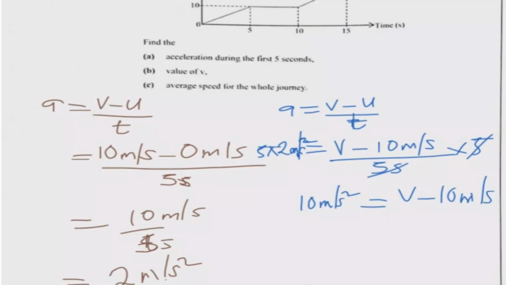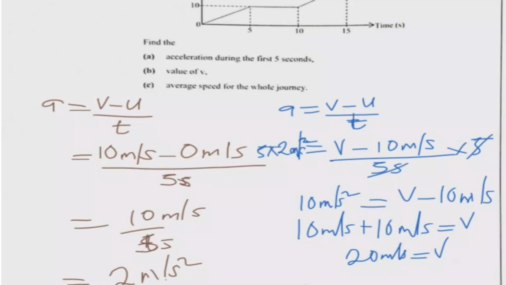Negative 10 will cross the equal sign. We are putting like terms together, so we have negative 10 meters per second moving over to become plus 10 meters per second, which gives us v. Therefore 10 plus 10 gives us 20 meters per second, which is equal to the velocity. That is the final velocity. So the final velocity is 20 meters per second.